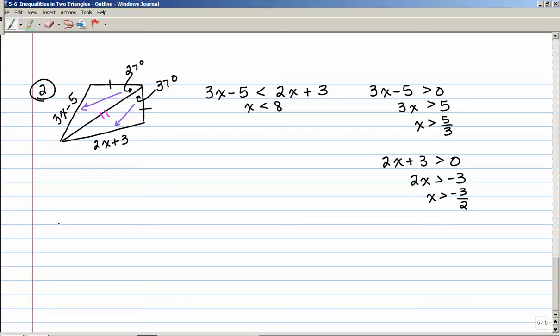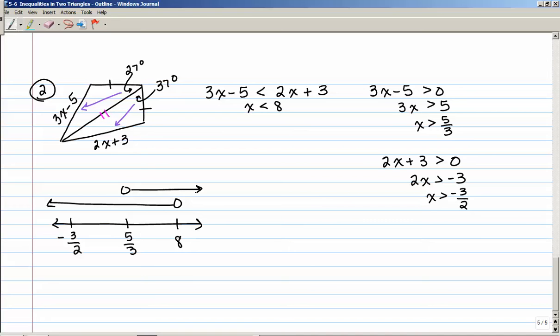Let's go ahead and graph all three of those and find the range of the values for x. Negative 3/2, 5/3, and 8. x has to be less than 8, greater than 5/3, and greater than negative 3/2. And the region where those overlap is between here. So x has to be some number between 5/3 and 8.